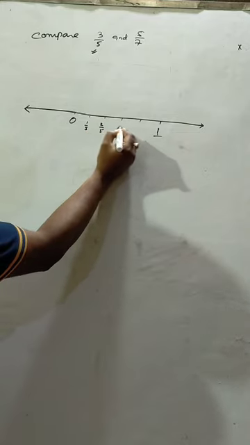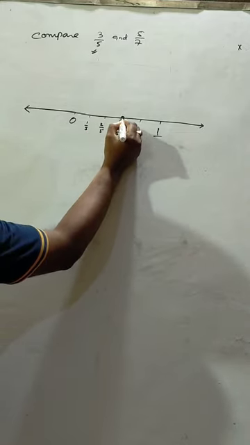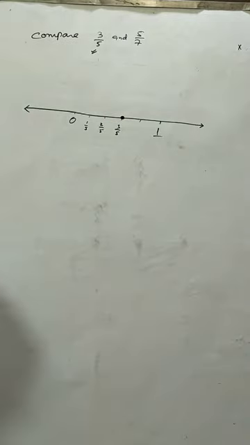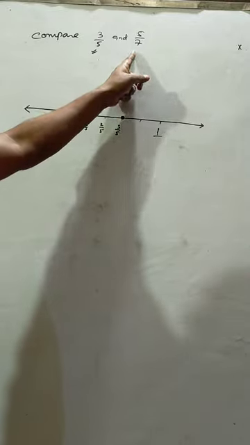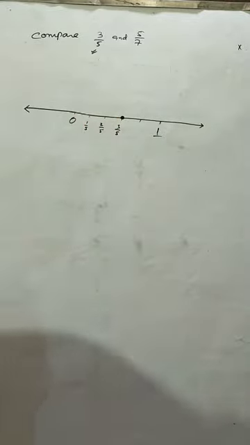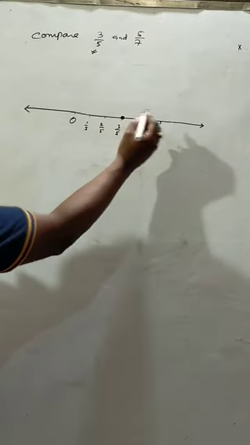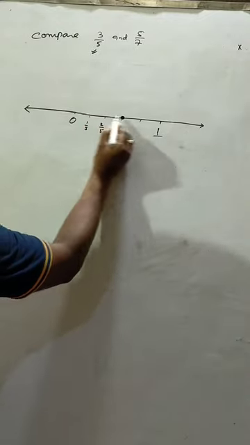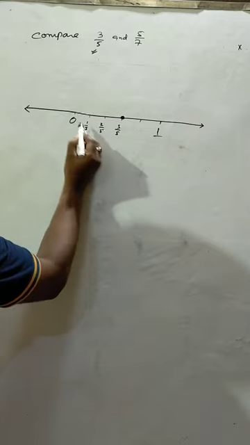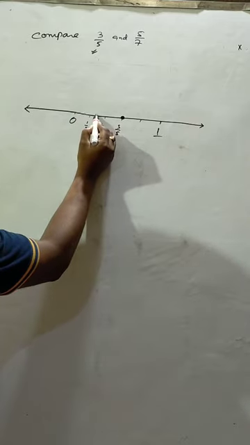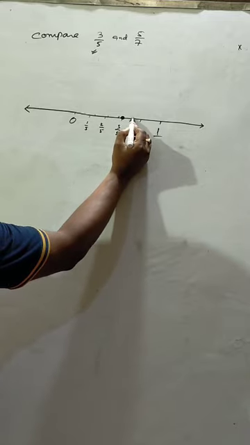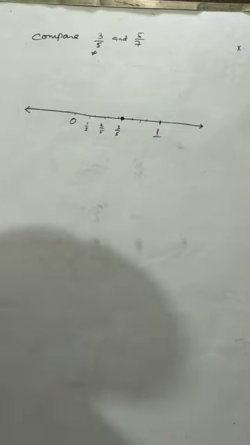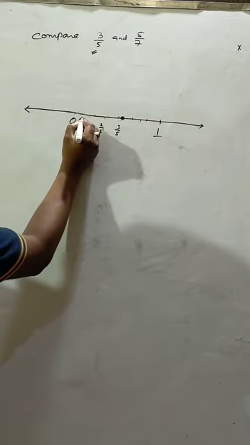This is 2 by 5. This is 3 by 5. So therefore 3 by 5 is here. Now to represent 5 by 7, it is also smaller than 1 and positive. So it also comes on the right side of 0. So we will make 7 equal parts from 0 to 1. So it's 1, 2, 3, 4, 5, 6. This is 7. So this is the first part.